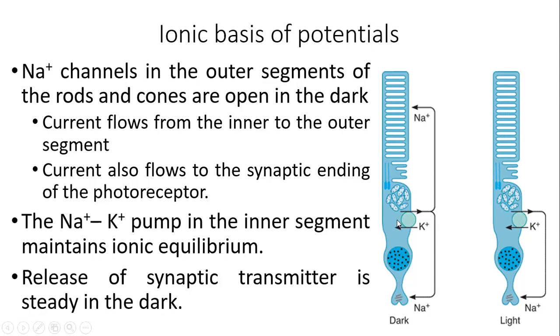Current will be flowing through the inner and outer segment. Then current also flows to a synaptic ending of the photoreceptor. The sodium-potassium pump in the inner segment maintains what we call an ionic equilibrium. So when sodium is being lost and potassium is being taken in, sodium and potassium are being exchanged by the same pump.